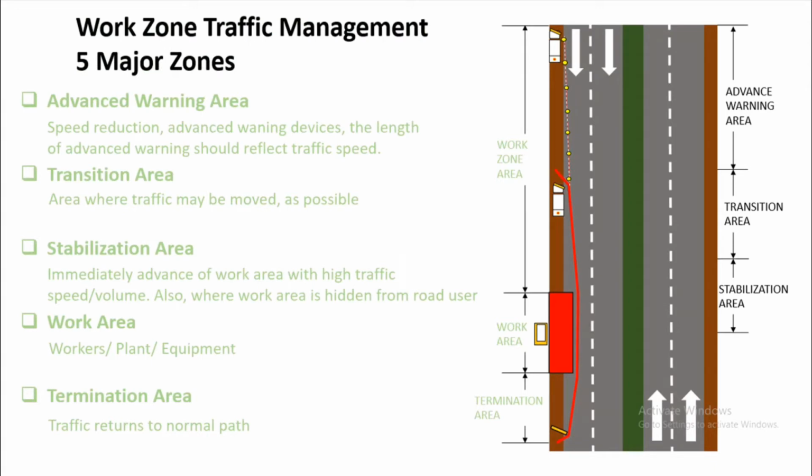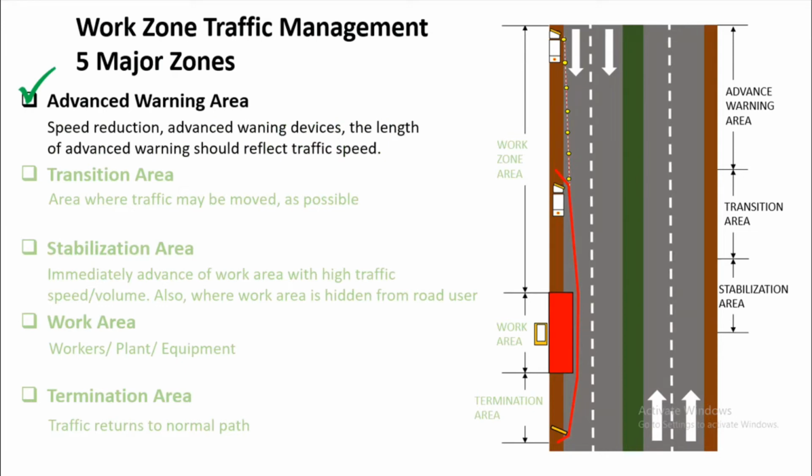There are work zone traffic management or 5 major zones. Number 1, advanced warning area. Speed reduction, advanced warning devices. And the length of advanced warning should reflect traffic speed. Okay, as you can see here, advanced warning area on this sketch on the top. So from this location up to the first barrier of your work area, okay, we call it advanced warning area.